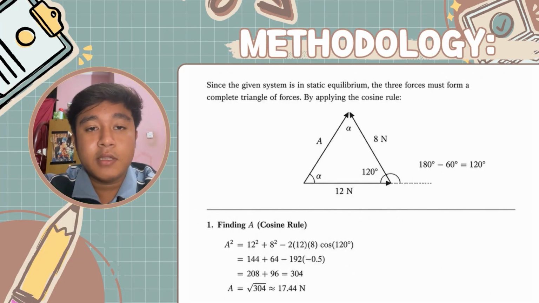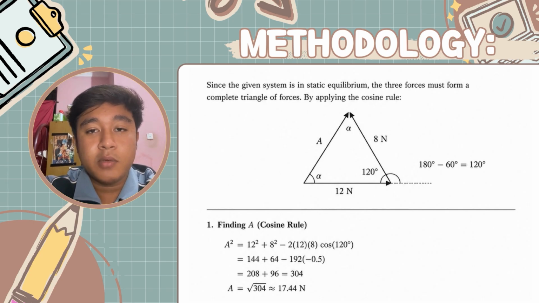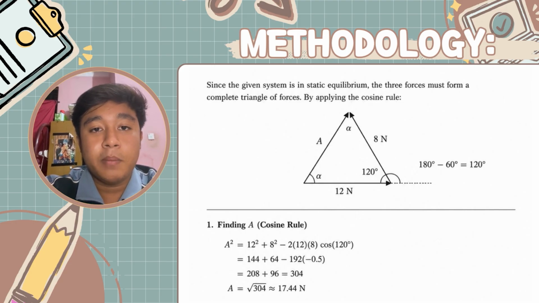Since the system is in static equilibrium, the three forces must form a complete triangle of forces. This allows us to apply the cosine rule first to determine the magnitude of force A. The angle inside the force triangle is 120 degrees, which is obtained by subtracting the given 60 degrees from 180 degrees. Now we use the cosine rule. A squared equals 12 squared plus 8 squared minus 2 multiplied by 12 multiplied by 8 multiplied by cosine of 120 degrees. And next we substitute the values.